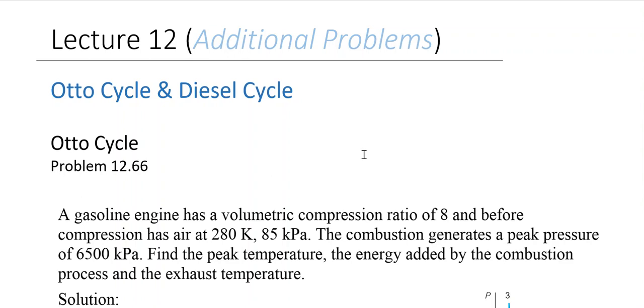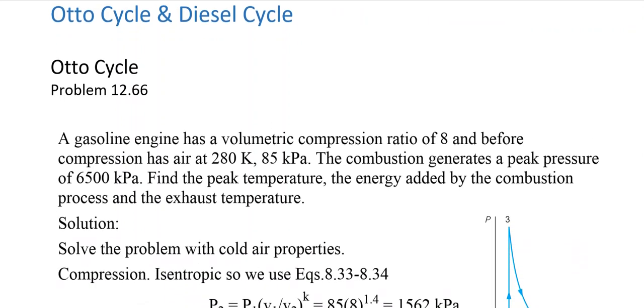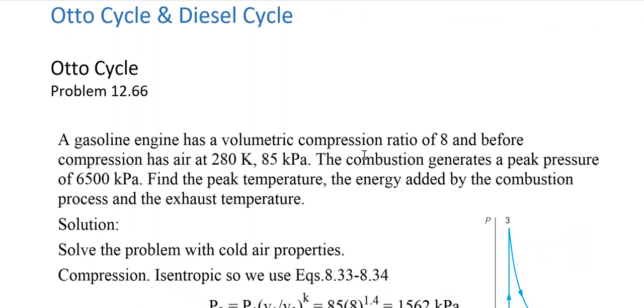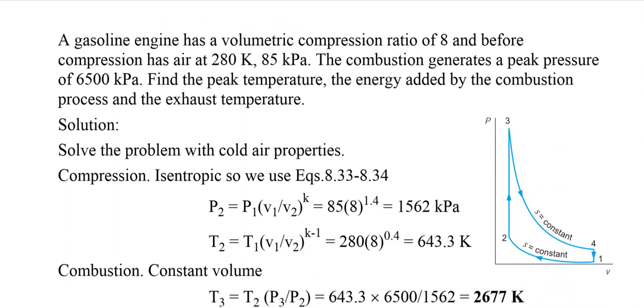7th edition. A gasoline engine has a volumetric compression ratio of 8, and before compression it has a temperature of 280 Kelvin and 85 kilopascal. The combustion generates a peak pressure of 6,500 kilopascal. Find the peak temperature, the energy added by the combustion process, and the exhaust temperature.